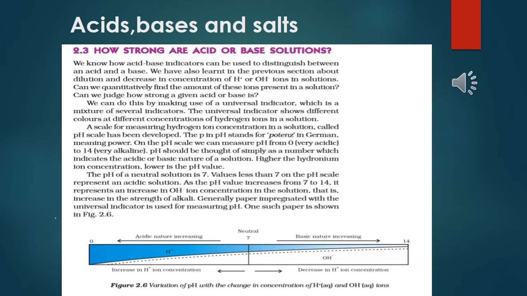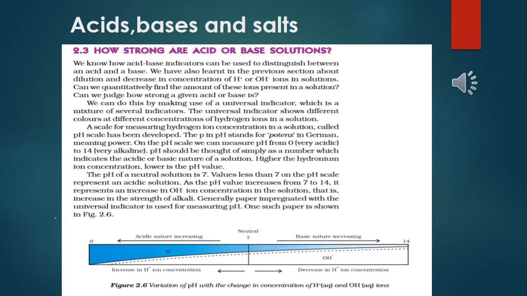So if I say what is a universal indicator, it is that indicator which gives us information about how strong an acid or base is, the strength of the acid or base, which we can find by universal indicator pH paper. But other indicators like litmus paper and turmeric only show whether the medium is acid or not. They are not giving the strength of the acid or base. But the universal indicator gives us the strength depending on the color change.